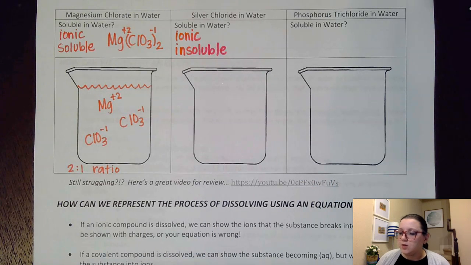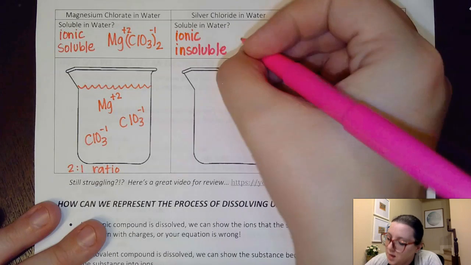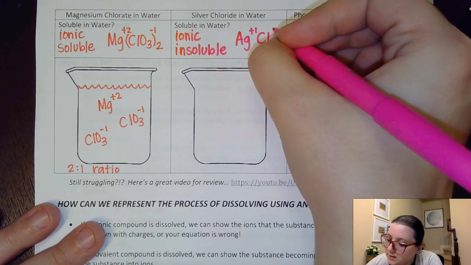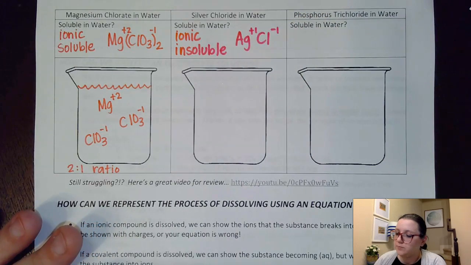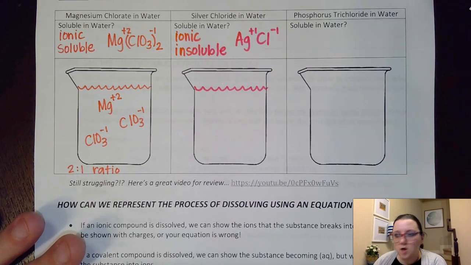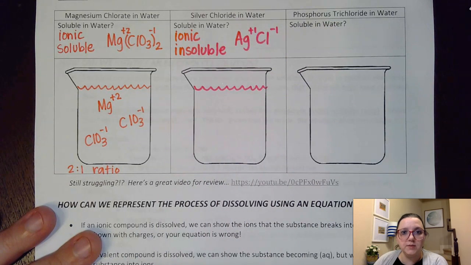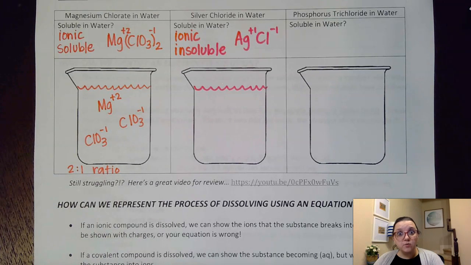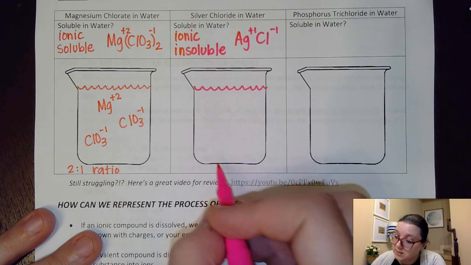Now, I still am going to go ahead and figure out my formula. Silver is +1. Chloride is -1, so those balance out. But if I put this into water, because it doesn't dissolve, I'm not going to see this split up into ions. A solid precipitate would, because of gravity, get pulled eventually to the bottom of this solution and end up sitting down here.